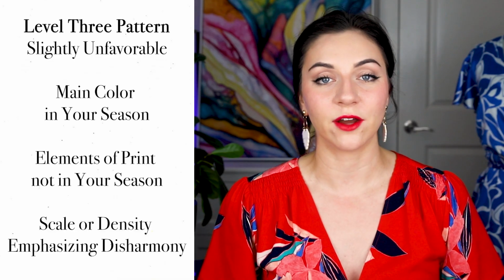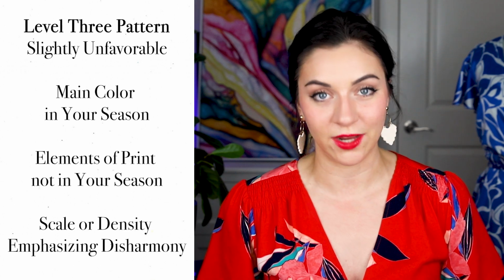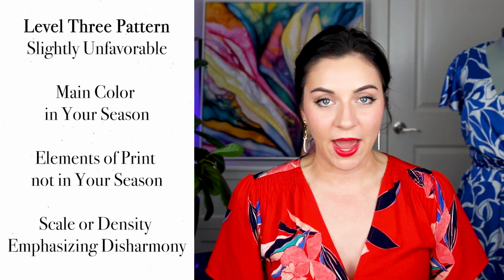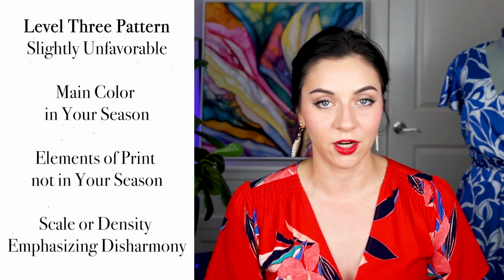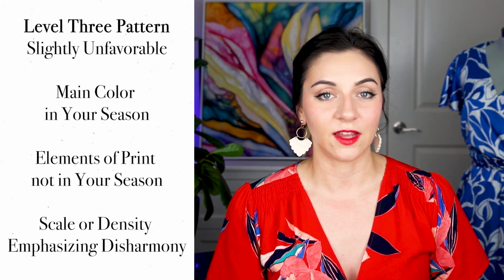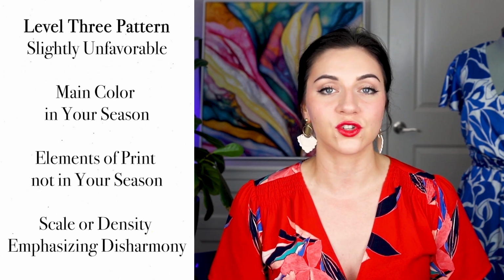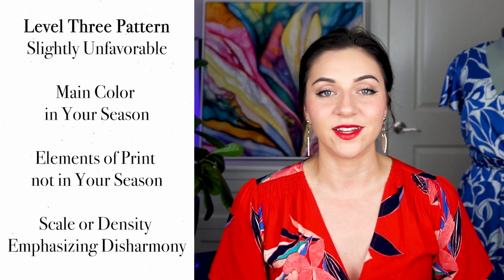Okay, let's talk about patterns that are okay, but not great for your season. So if you're looking at a pattern, you see that the dominant color, maybe the background, is in your season. So let's say you're a True Autumn, the background is olive green. But then there's a large presence of disharmonious color. Let's say it's olive green with cobalt blue on top, or it could even be bright white, maybe. There's a large presence of bright white on this olive green background.